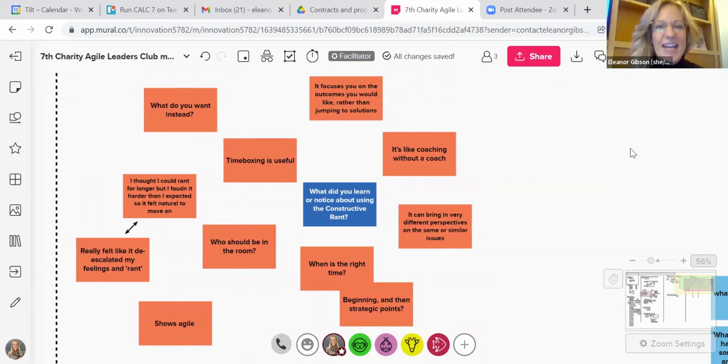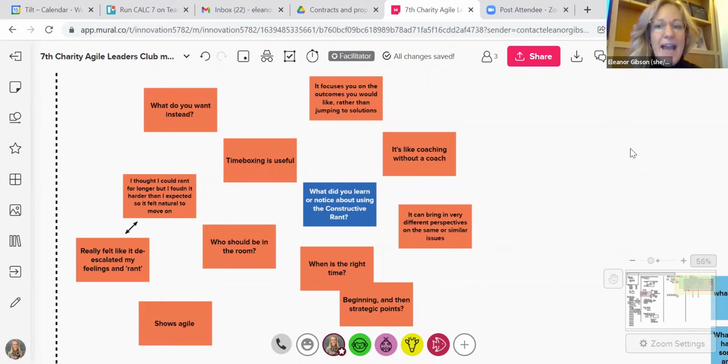Finally, here are some reflections from a group that recently used the constructive rant tool. They were thinking specifically around how you might use the constructive rant if you are working with a leader or a group of leaders who are not that on board with agile ways of working, and you'd like to get them excited about it, or at least interested in it. You can see that the team really felt that, having tried the constructive rant, it was a great way to show agile principles in action.